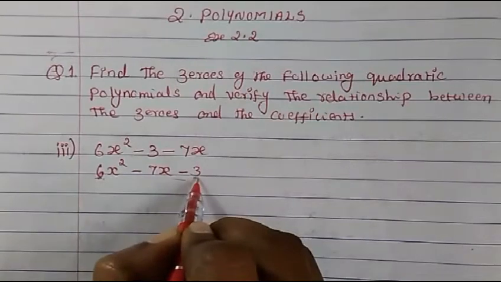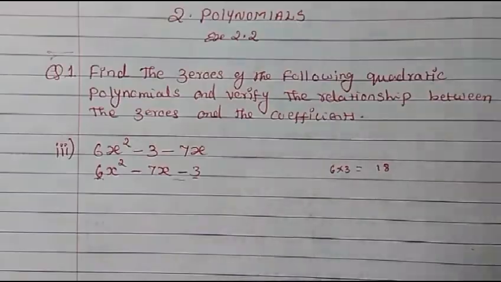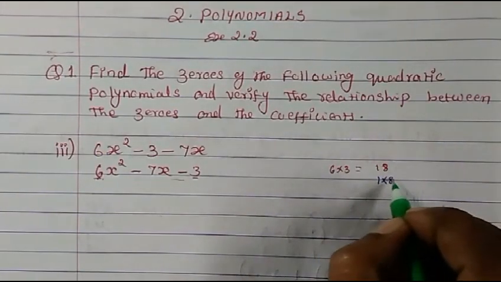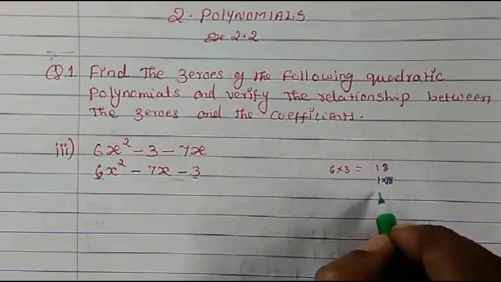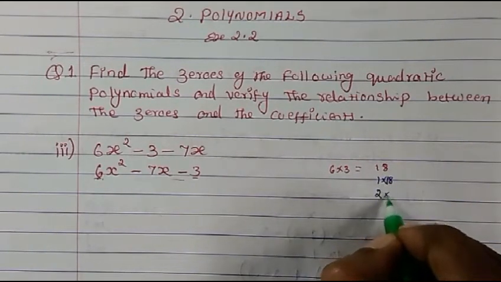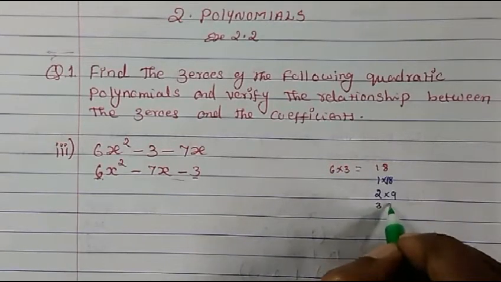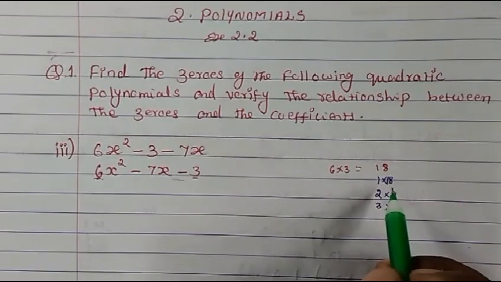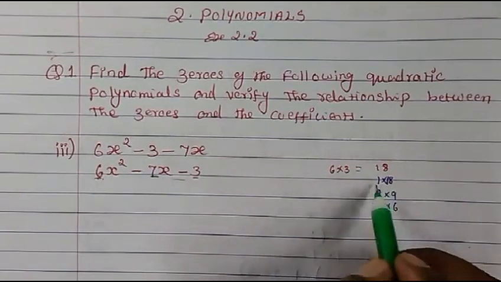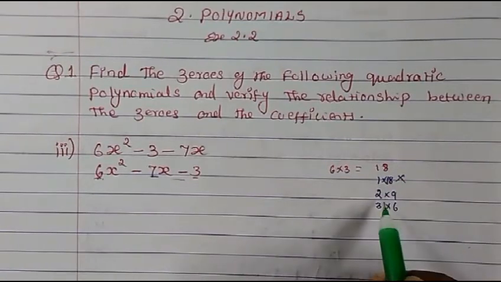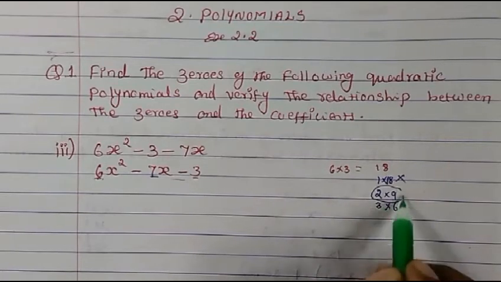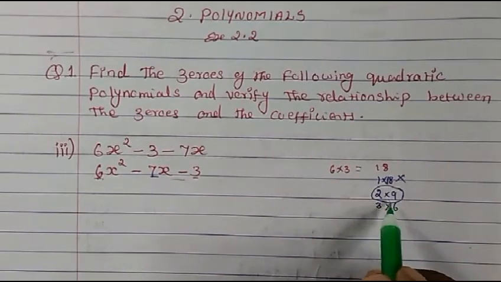We have to take the first term and the last term, that is 6 into 3, which will give us 18. So what are the factors of 18? 1 into 18 gives us 18. Then 2 into 9 gives us 18. Then 3 into 6 gives us 18. Which pair, if we add or subtract, will give us the middle term? If you add or subtract, you won't get it here. If you subtract, we'll get 7. Yes, from 9, if you subtract 2, we will get 7. So we take this pair here.